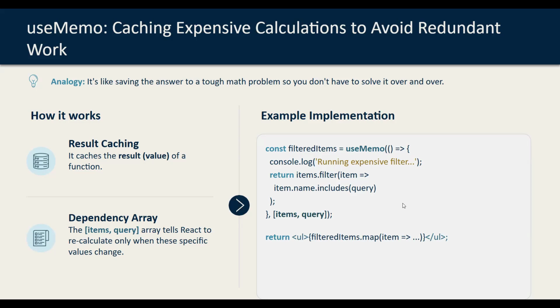And then how does it work? It stores the result of a function, and the dependency array tells React to recalculate only when these specific values change.